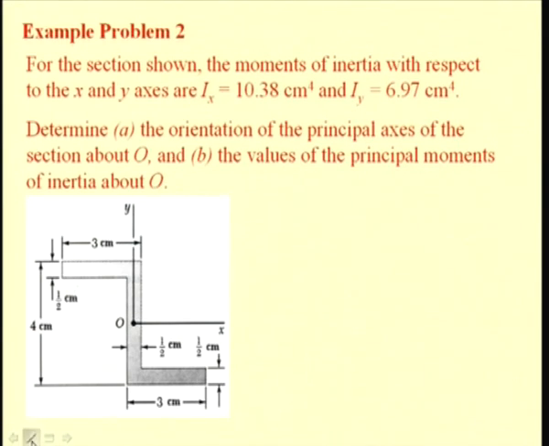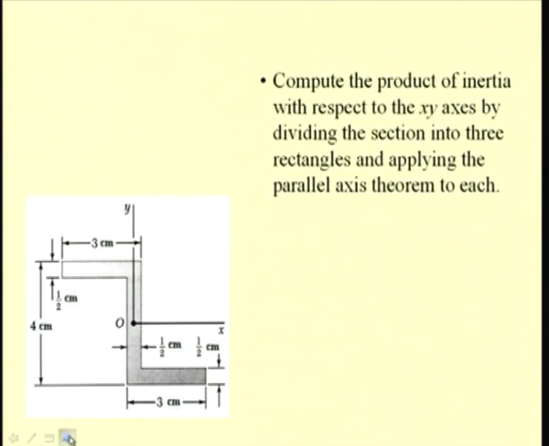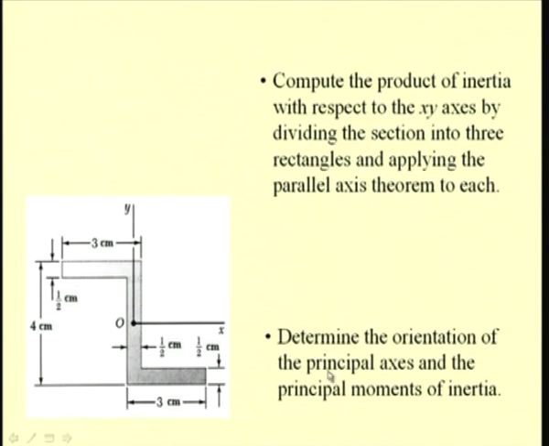We are interested to determine the orientation of the principal axes and the values of the principal moments of inertia about O. In order to do that, first we have to determine the product of inertia, that is Ixy, for this axis Oxy. So, first we determine the product of inertia with respect to this xy axis by dividing this section into three rectangles, that is the rectangles corresponding to this area, this area and this area. And then we can apply the parallel axis theorem to find the product of inertia of these areas with respect to this axis. And later on we will determine the orientation of the principal axes and the principal moments. So, this will be our strategy.